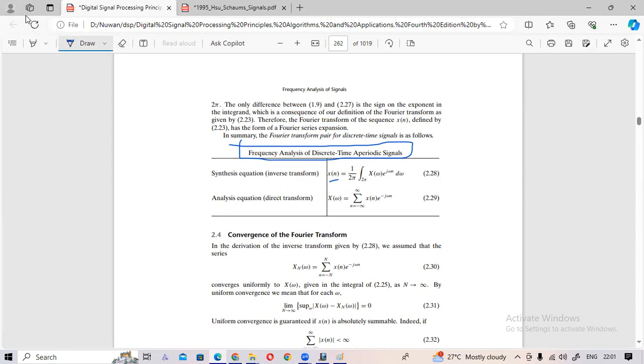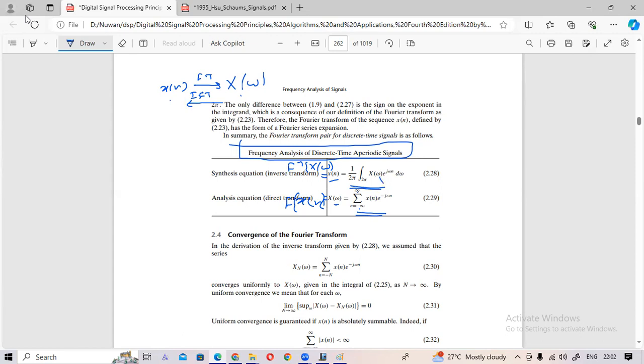If we get the Fourier transform of x[n], it will be X(omega), and it is equal to the sum of x[n] e to the power minus j omega n from minus infinity to plus infinity. So x[n], if you take the Fourier transform, gives X(omega). And if you take the inverse Fourier transform, F inverse of X(omega), then you will have x[n].